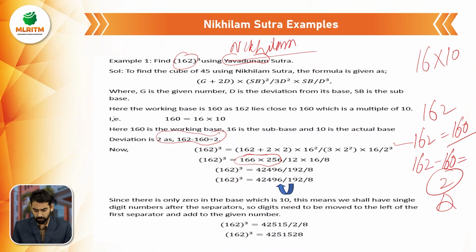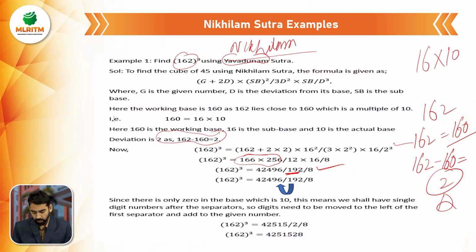Now in this case, by multiplying 166 into 256, we are getting the number 42496. Then we have 12 into 16, 192, slash 8. Now see here, we have a single digit number here, but when we move to the right and left of these separators, we have a 3-digit number. But as per the formula, as per Nikhilam Sutra, we can have only a single digit number here and a single digit number here. When we look at this number, it is a single digit number, so no problem with this.